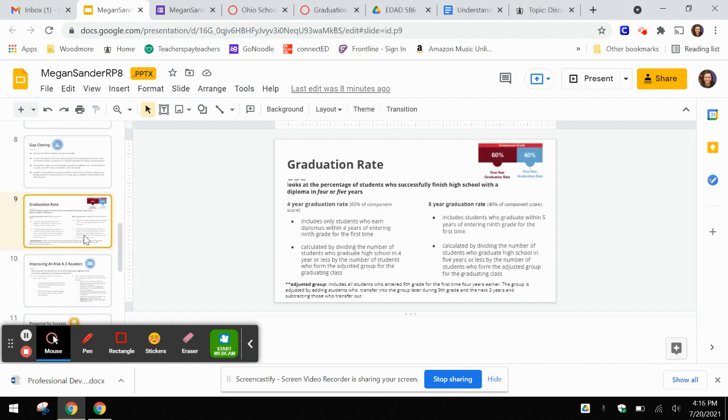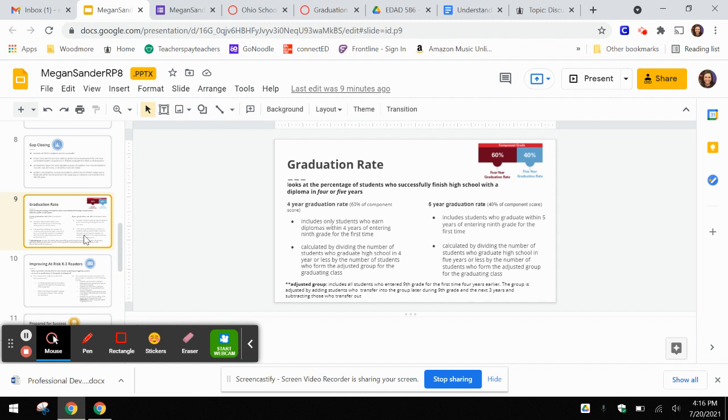The next component is graduation rate. And graduation rate actually looks at the percentage of students who successfully finish high school with a diploma in 4 or 5 years. So the 4-year graduation rate is 60% of the component score, and the 5-year graduation rate is 40% of the component score. The 4-year graduation rate includes only students who earn diplomas within 4 years of entering ninth grade for the first time, while the 5-year graduation rate includes students who graduate within 5 years of entering ninth grade for the first time. If you look down at the bottom, under the 4-year and 5-year graduation rate, I talked about how both of those are calculated.